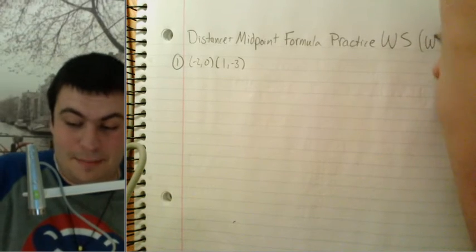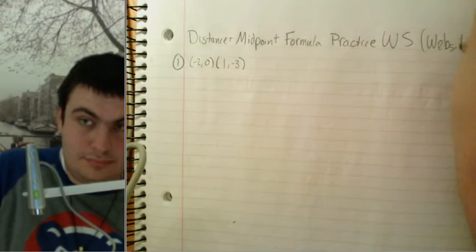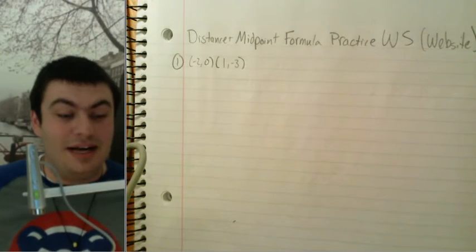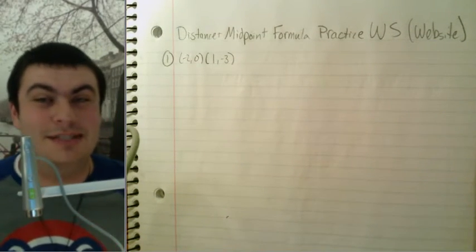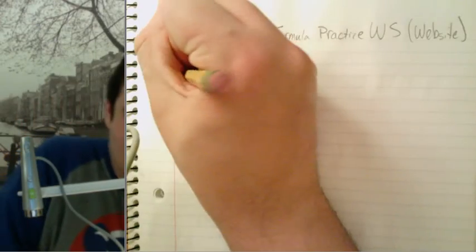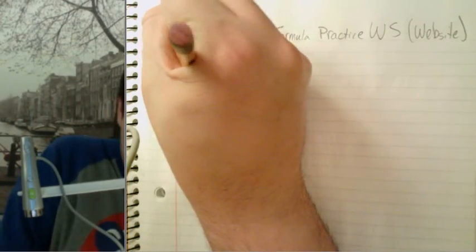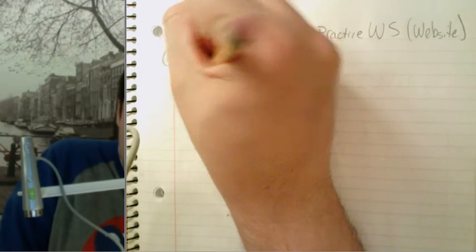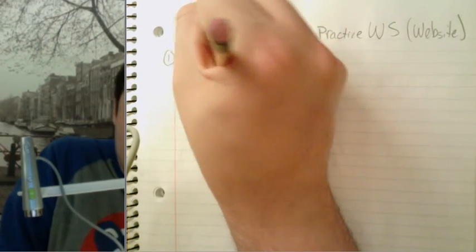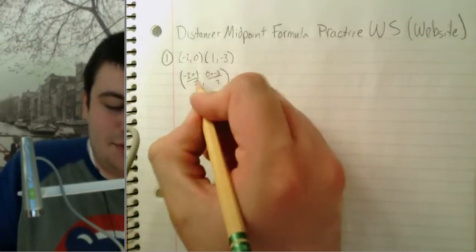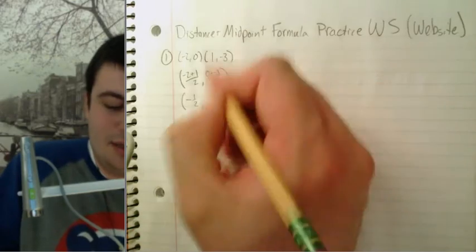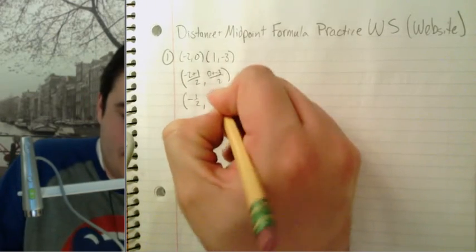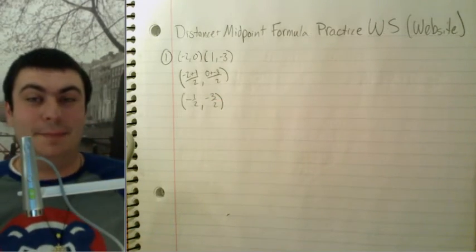Looking at our practice problems, we are on the distance and midpoint formula practice worksheet found on the website. We're finding the midpoint and the distance between these 2 points. So negative 2 comma 0, 1 comma negative 3. For the midpoint, negative 2 plus 1 divided by 2, comma 0 plus negative 3 over 2. So negative 2 plus 1, that's negative 1 over 2, negative 1/2. Negative 3 halves is our y. There's our midpoint right there.